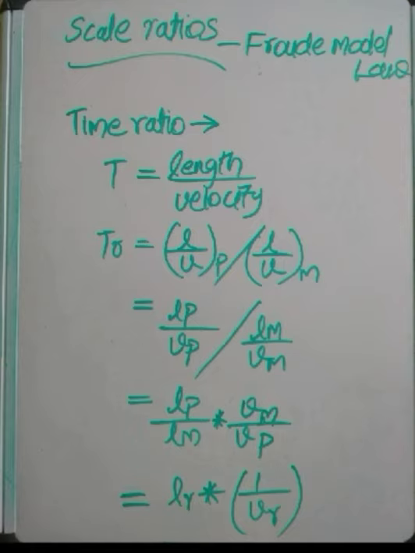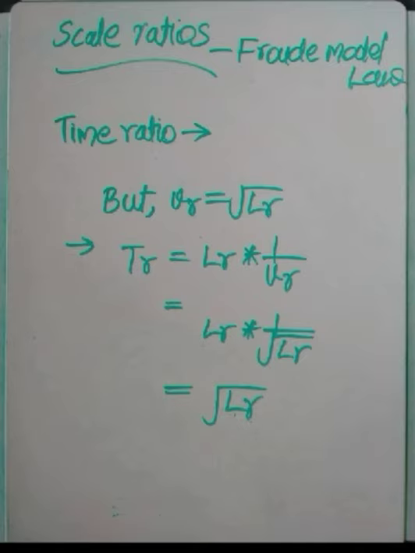Here we know that length of the prototype divided by length of the model is equal to the scale ratio for length, and velocity of the model divided by velocity of the prototype is the reciprocal of the scale ratio for velocity. On substituting these values, we will get Tr is equal to Lr divided by root Lr, that means square root of Lr. So we got that the scale ratio for time is equal to square root of Lr.